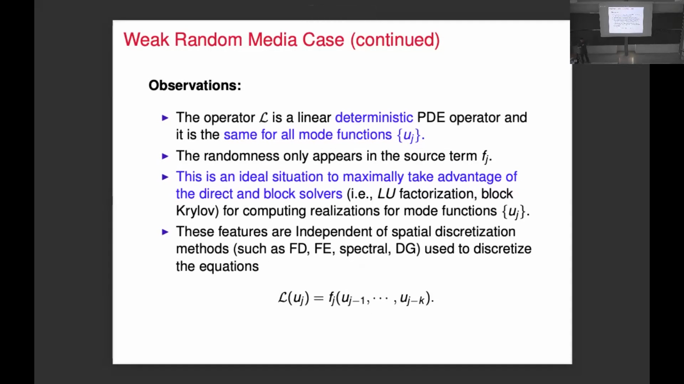So that is, for the numerical people, we know that is the ideal setting to take advantage of a direct solver or block solver, like a block Krylov subspace method. You can put all the samples at the right-hand side as a matrix if you do the block method. Or you can do the LU because the left-hand side operator is deterministic. You do the direct method, you factor it once, then you reuse it for all the modes, for all the realizations. So that's where you do the savings on the solver level.